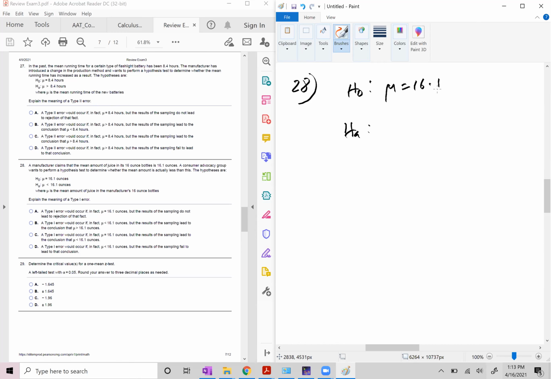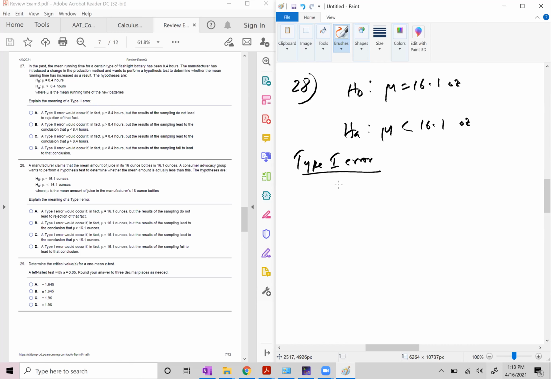Mu is 16.1 ounces, says the null, and the alternative says mu is less than 16.1 ounces. Now, explain the meaning of type 1 error.